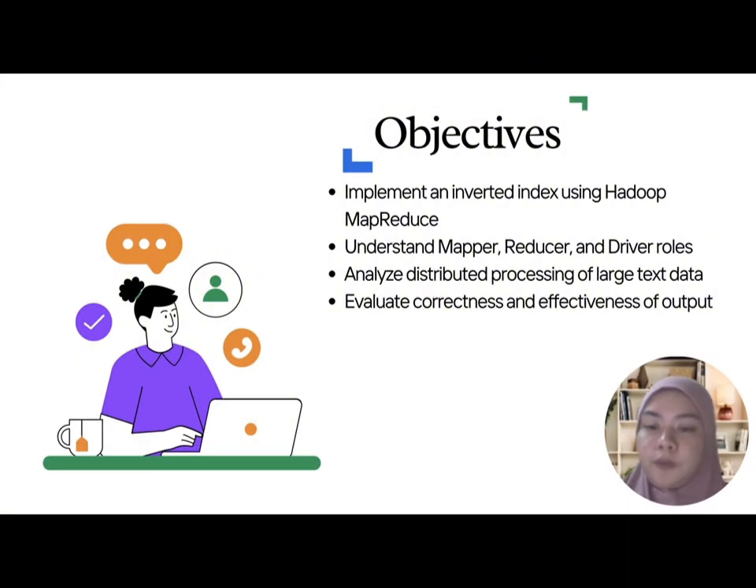Next, there are four objectives for this project. The first one is to implement an inverted index using Hadoop MapReduce. The second one is to understand mapper, reducer, and driver roles. The third one is to analyze distributed processing of large text data. And then the last one is to evaluate correctness and effectiveness of output.